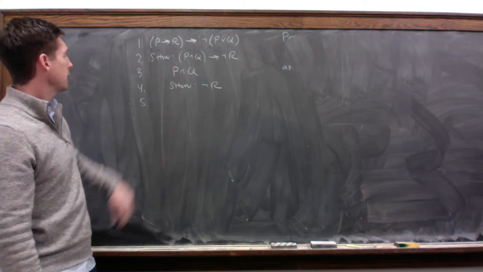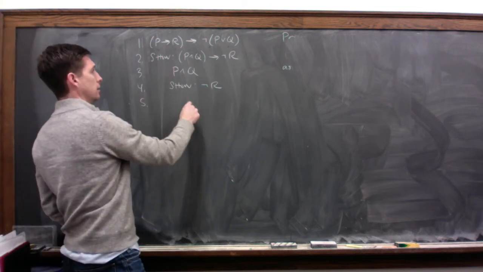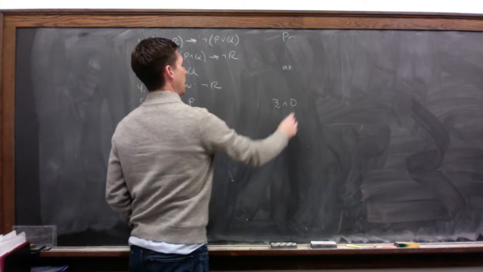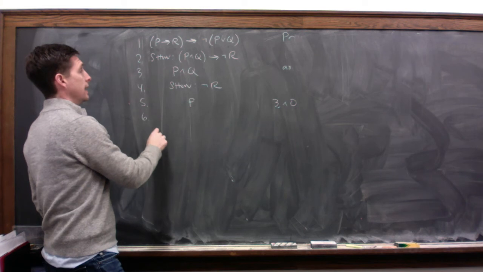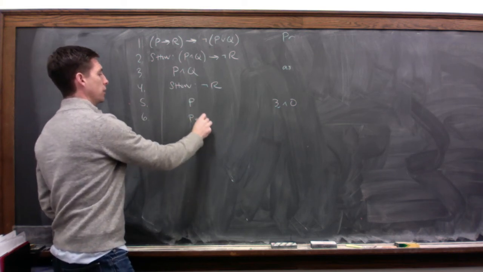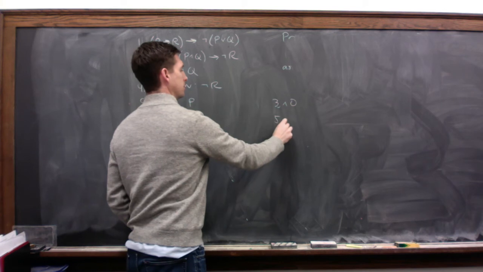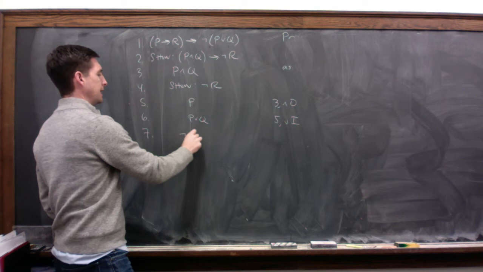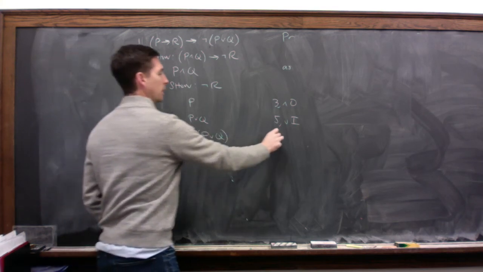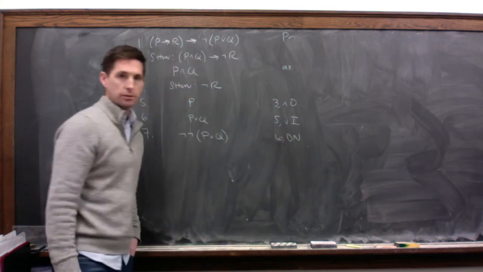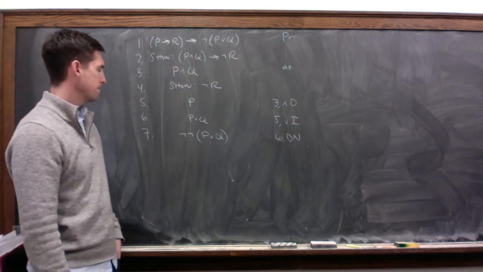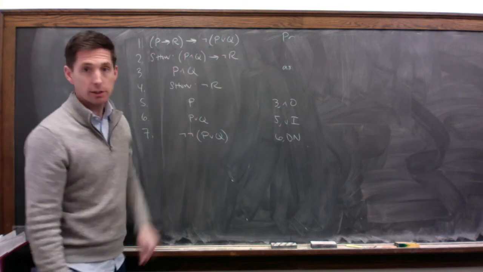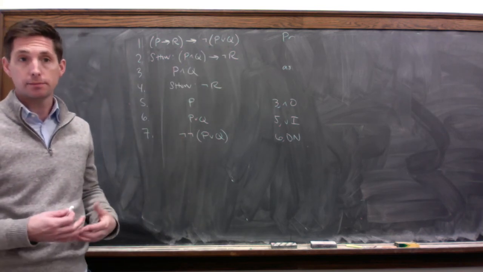Well, we've already got P and Q, so we can get P by itself from line 3, by and out. Now by or in, we can get P or Q from line 5. And finally, we can double negate that to get not P or Q from line 6 by double negation. Okay? So look what we were able to do. We're able to get the negation of the consequent of the conditional. And that's good because now we can use it.